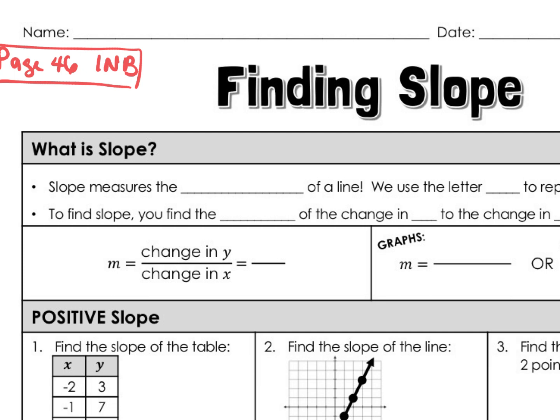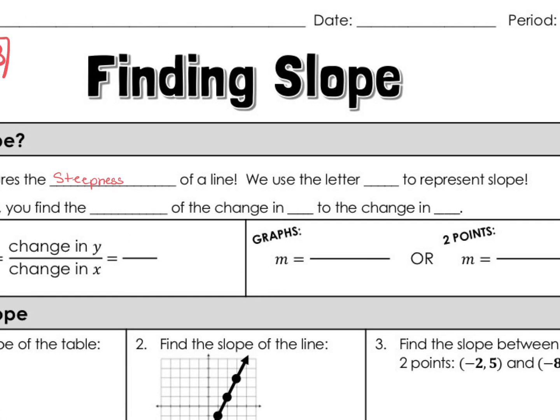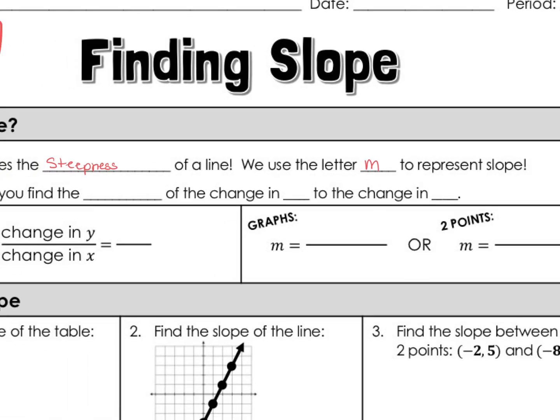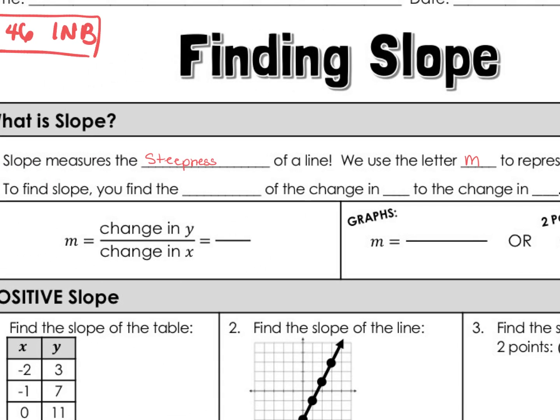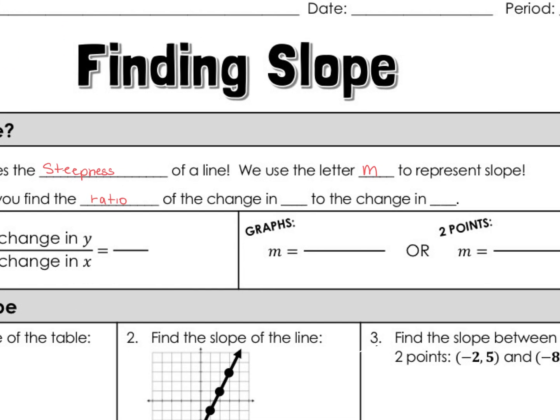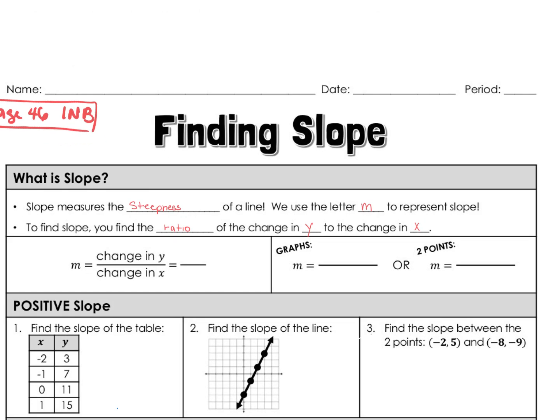Slope measures the steepness of a line. We use the letter M to represent the slope. To find the slope, you find the ratio of the change in y to the change in x. It's important that you memorize this information. We're going to work on it for a little while, so you still have a little while to get it together, but this is very important information for you to know.